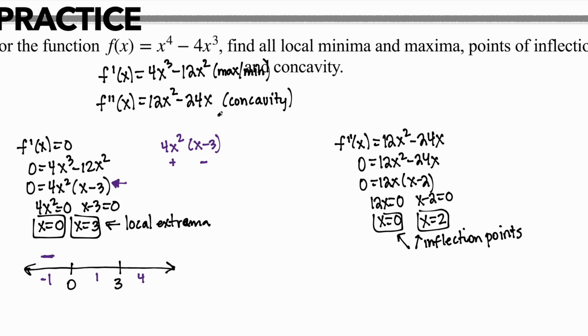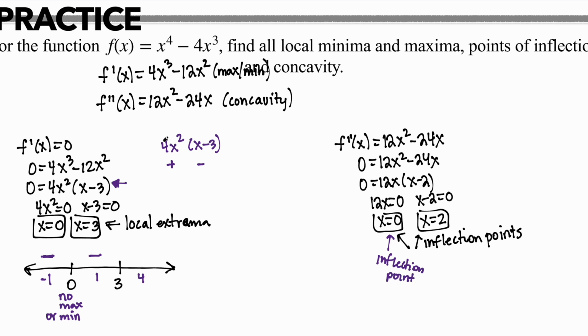Now I'm going to plug in 1. When I plug in 1, I will get a positive still. And then 1 minus 3 is still negative, which means negative. This is where I notice it does not turn. It's decreasing to 0. It flattens out, but then it keeps decreasing. So there is no max or min, which means it's just an inflection point like we noted over here.